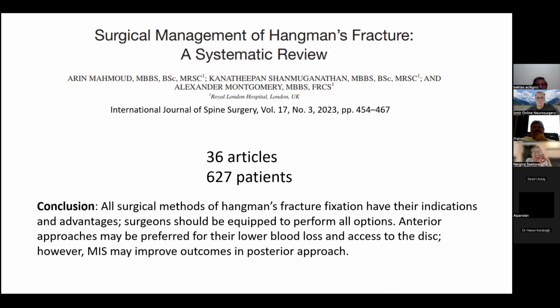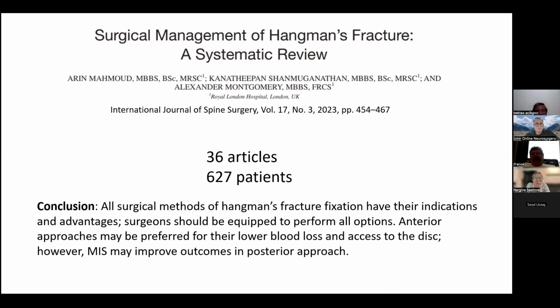This is a paper more recently. If you notice, this paper is from 2023. It's another systematic review just looking at operatively treated fractures. And their conclusion is not very robust. They basically said that any of these forms of surgical treatment can be effective. They have differences, for example, lower blood loss with the anterior than posterior surgery.